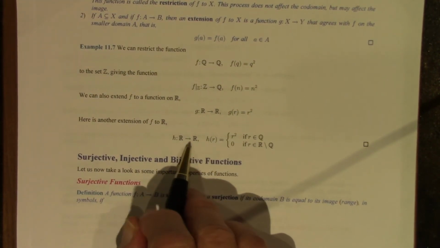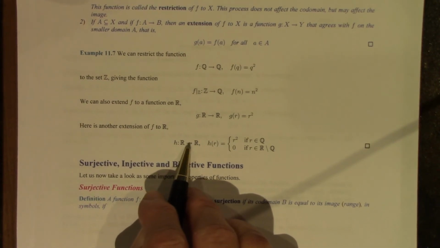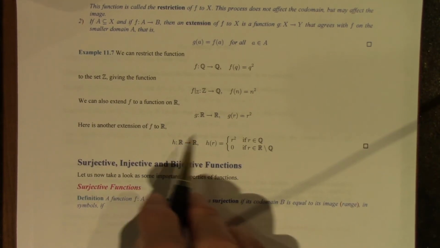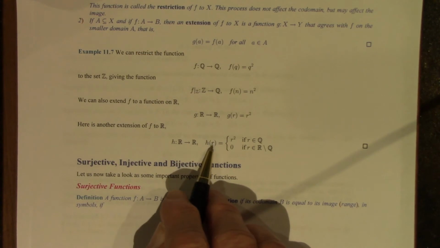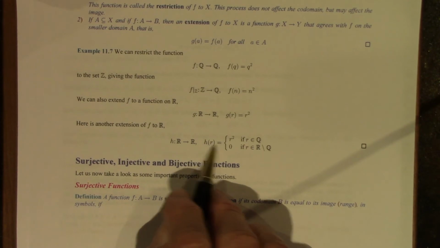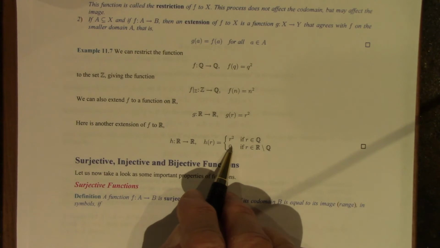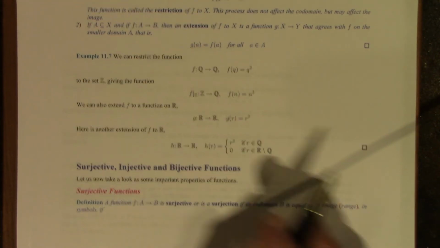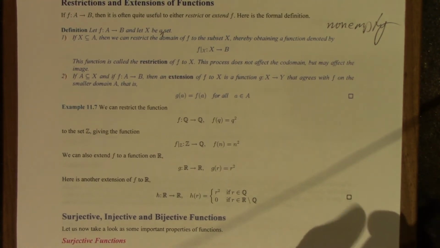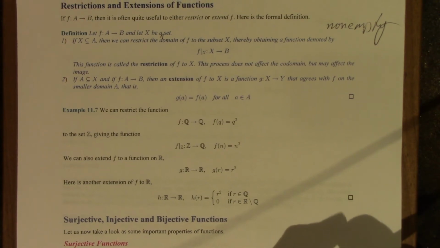But on the rest of R, in other words, the irrational numbers, we can do whatever we want as long as it defines a function. And so h, I've chosen here to send every non-rational number, every irrational number, to 0. And so that's an extension of f. These two processes, restriction and extension, are very common in mathematics, and you will encounter them many times in your future studies.